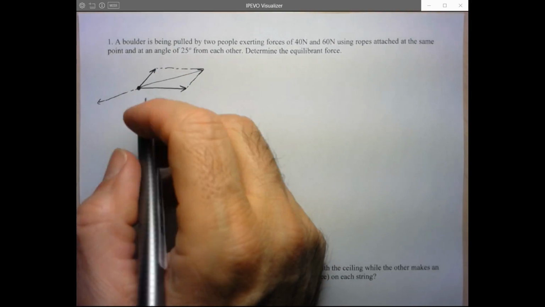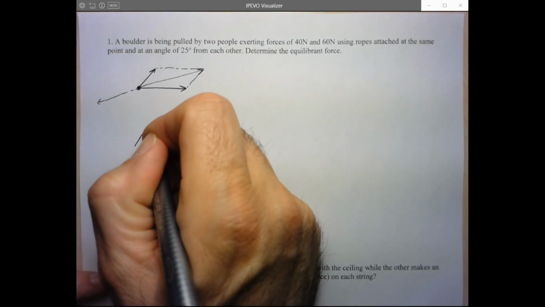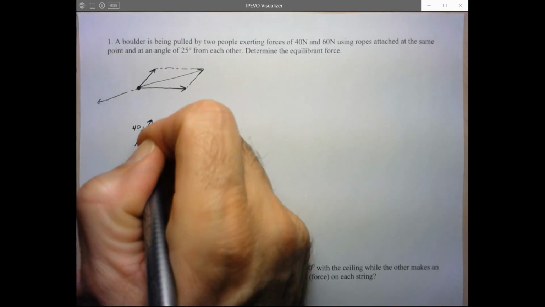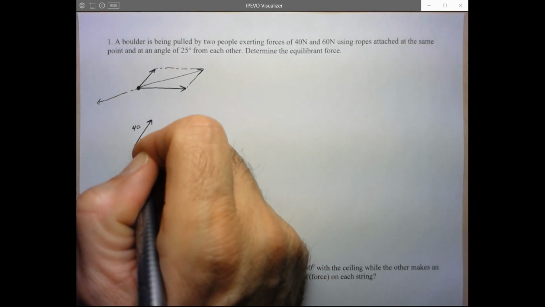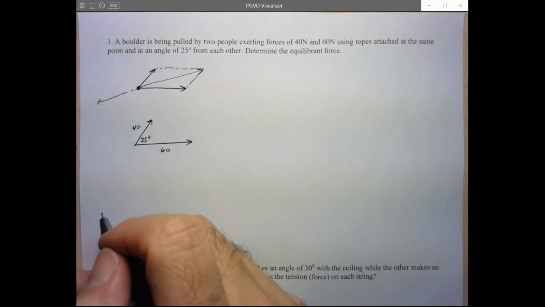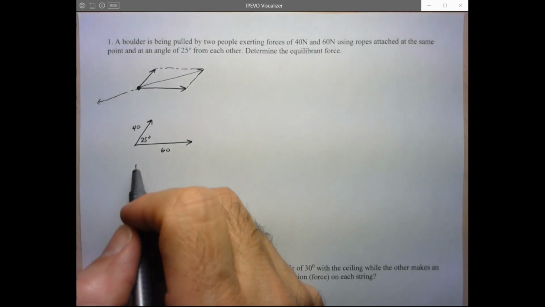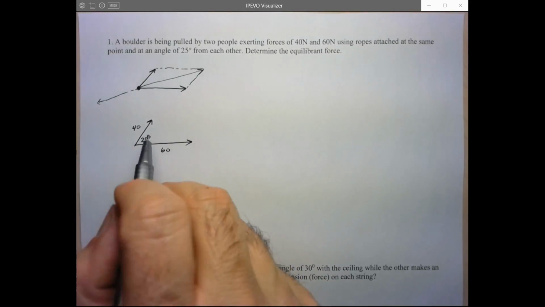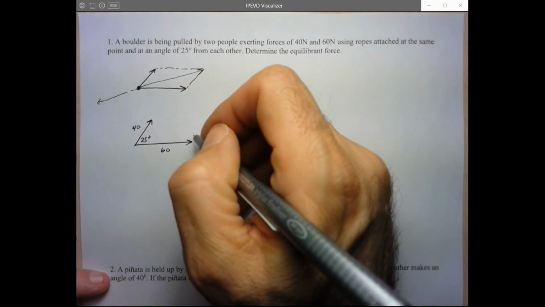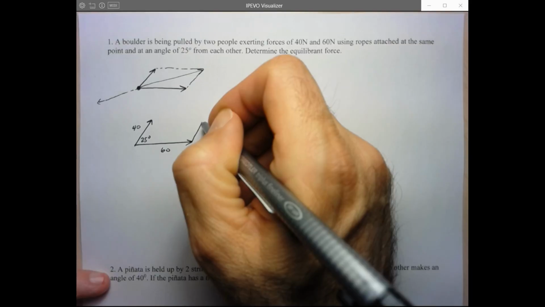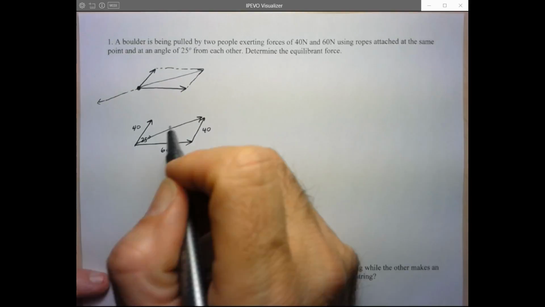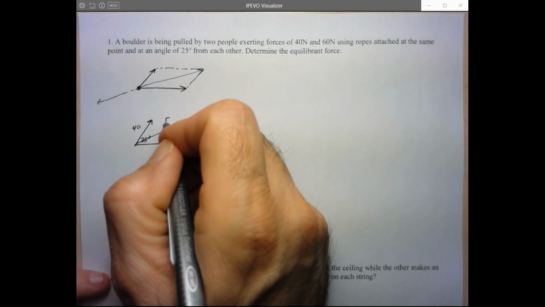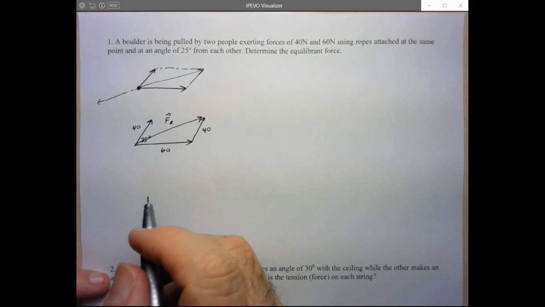I'll just draw another diagram to make it a little clearer. Okay, so here I've got my 40 Newton force and I've got my 60 Newton force, and the angle between them is 25 degrees. All right, now we know that when we want to add up two forces together, when they're tail to tail, best thing is to take this vector and move it over. Okay, and then add them tip to tail. So here's my resultant force. I'll call it FR.